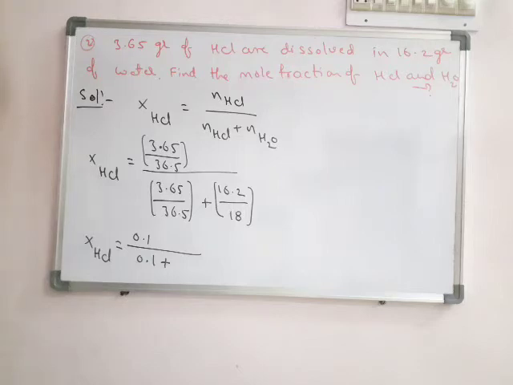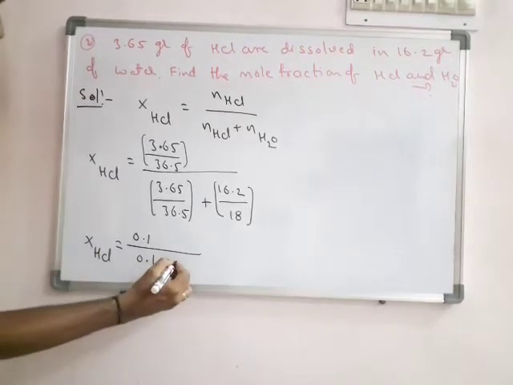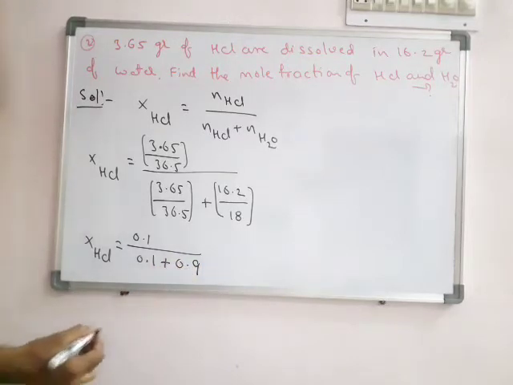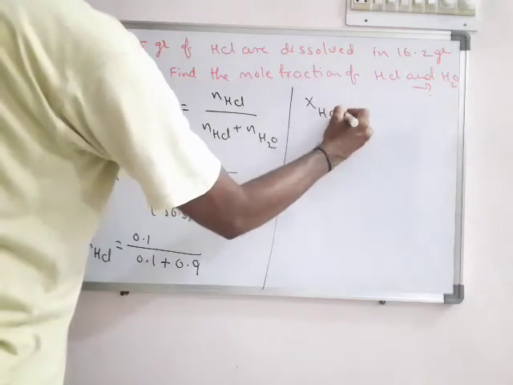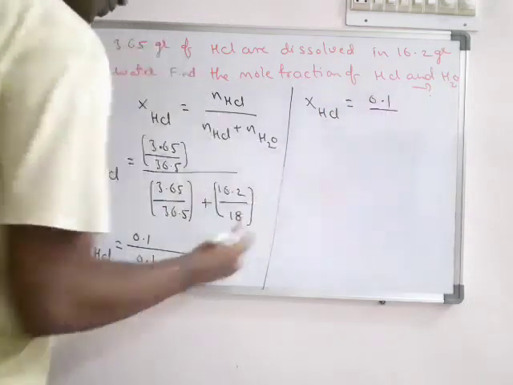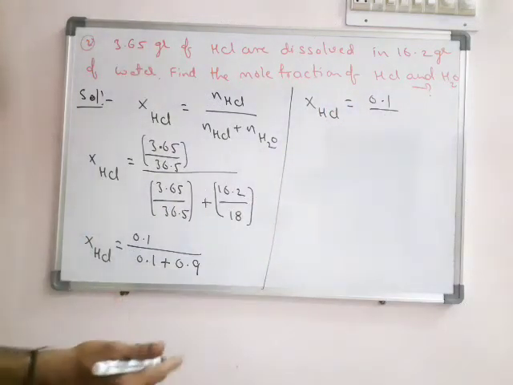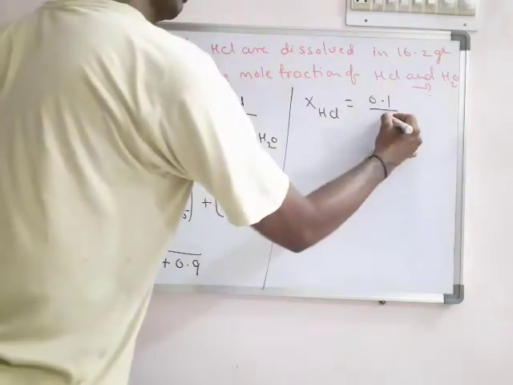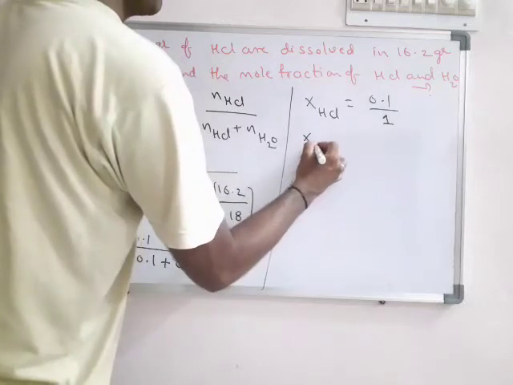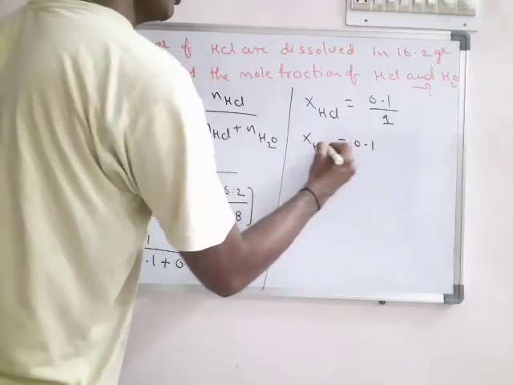Okay, exactly, we are getting 0.9. So the mole fraction of HCl equals 0.1 by 1. So therefore, the mole fraction of HCl is equal to how much? 0.1.